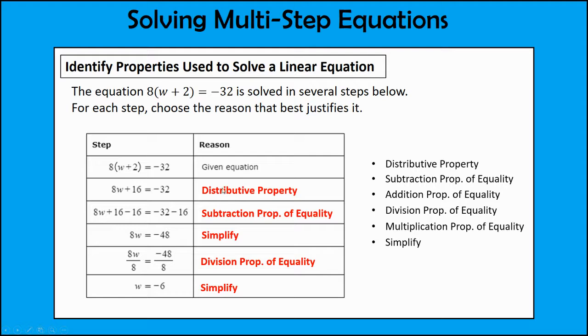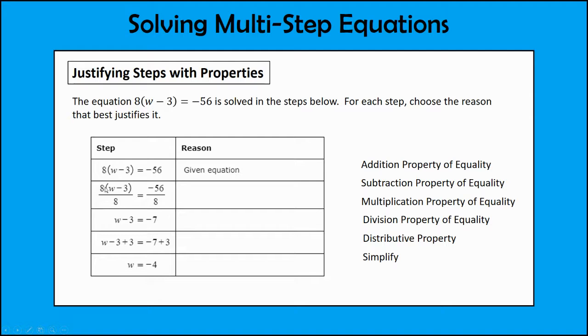Now, you don't have to list these when you're doing the problems, but you need to understand that that's how it happened. Let's take a look at another one. Very, very similar here, except they solve it in a different fashion, and that's good for us to look at. Okay, so they're giving us 8 times the quantity of w plus 3 equals negative 56, and they're asking us to solve it.